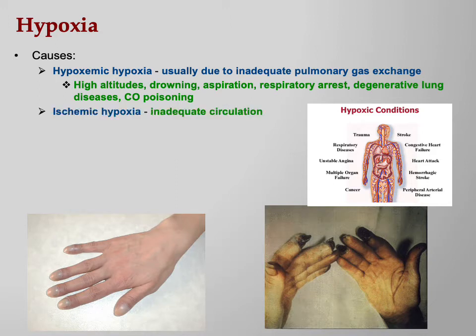So ischemic hypoxia, inadequate circulation. If blood is not getting to tissues, then remember the tissues of your body, like the tissues in your fingers, are not directly getting oxygen from the atmosphere. They're getting oxygen from the blood. So look in the lower right, look what happens to those people who climb Everest. In extreme cold, you get inadequate circulation, all right? And then you get ischemic hypoxia. And in this case, the fingers are not getting enough oxygen. And what happens?